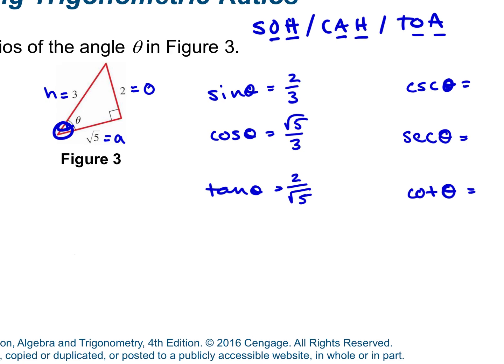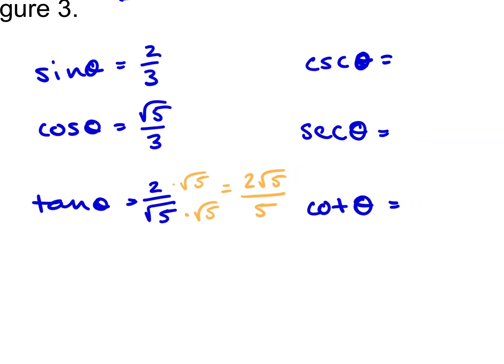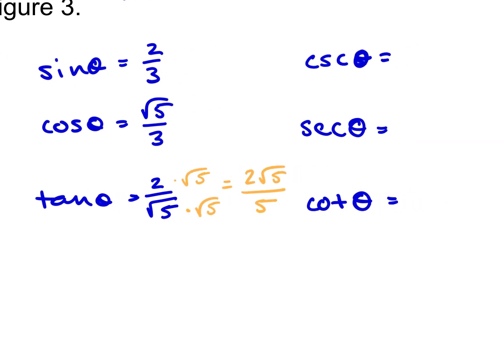Now, can we leave a square root in our denominator? No, we have to rationalize. What do we multiply by to get the square root out of our denominator? So we multiply the top and the bottom by square root 5. So up top, we get 2 square root 5. And then what's square root 5 times square root 5? 5. Perfect.